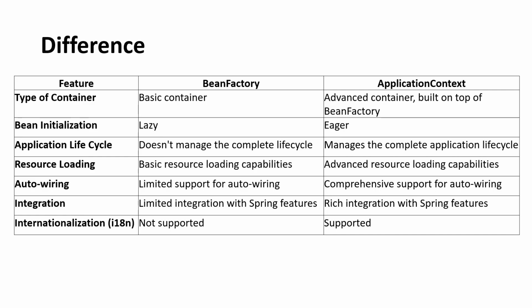Okay, we will cover this auto wiring in the next 2 videos. At that point of time you will come to know. As of now just imagine that for this auto wiring also, Bean Factory has a limited support, while Application Context has a better support. Then what about other features?